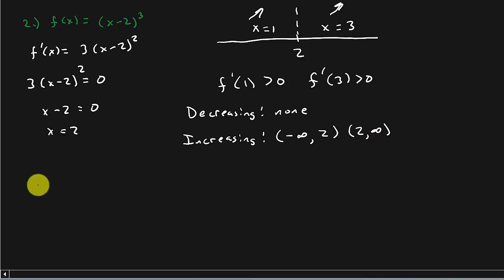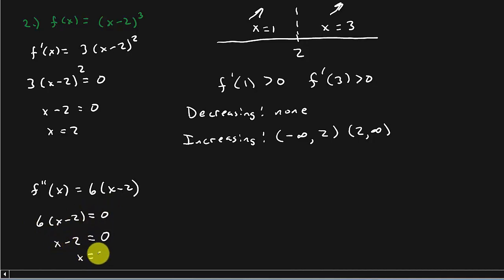All right, so now let's find the second derivative. That's the derivative of this. The 2 comes down, so that's going to be 6 times x minus 2. Subtract 1 from the exponent, so that's to the first power, times the derivative of what's inside the parentheses. The derivative of x minus 2 is 1. 1 times 6 is 6. And so the second derivative, 6 times x minus 2 equals 0. Well, that's 0 when x minus 2 is 0, so x equals 2.